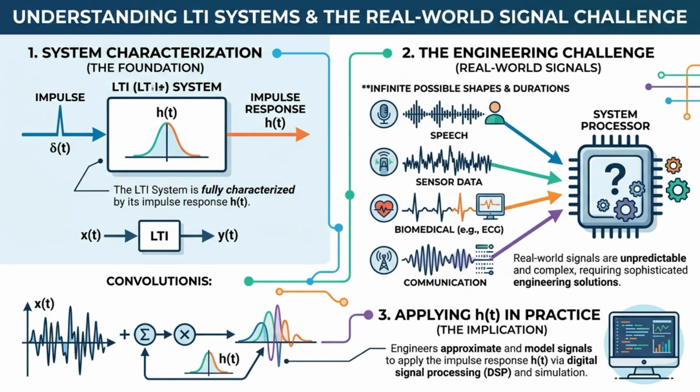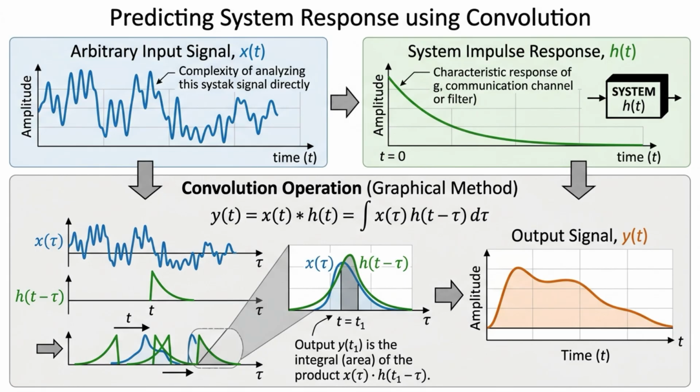engineering. In previous lessons, we learned that an impulse response completely characterizes a linear time-invariant system. We also learned that real-world signals can have infinitely many possible shapes and durations. This creates an important challenge for engineers. Suppose we know the impulse response of a filter or communication channel. We would like to predict how that system responds to any arbitrary input signal.